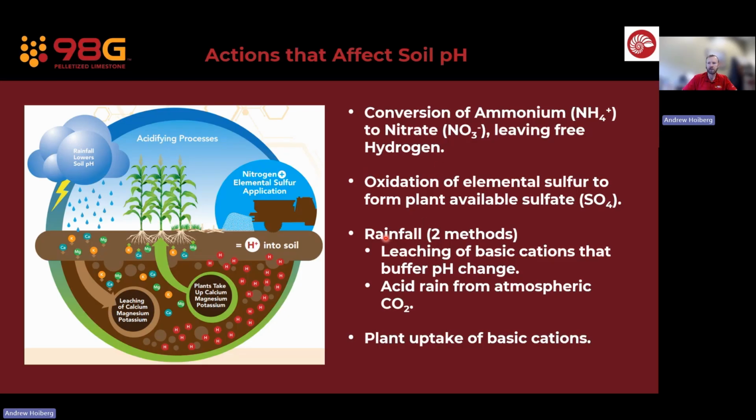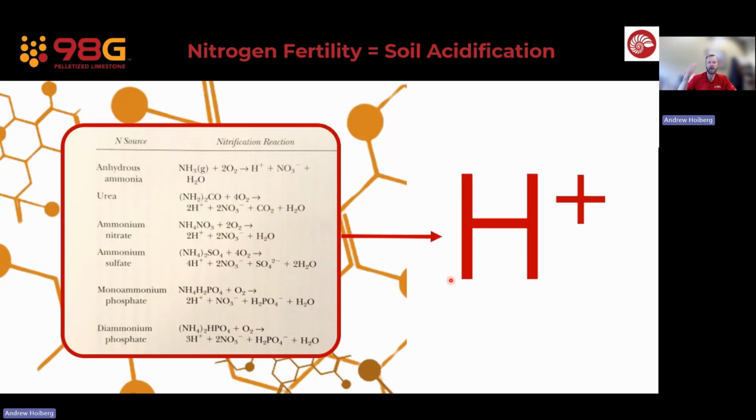Rainfall can also influence soil pH by leaching basic cations, calcium and magnesium, out of there. Acid rain from atmospheric CO2 can also cause a little bit of acidification. Organic matter cycling can cause a little bit of acidification, but again, all of that pales in comparison to what we do from a nitrogen management standpoint.